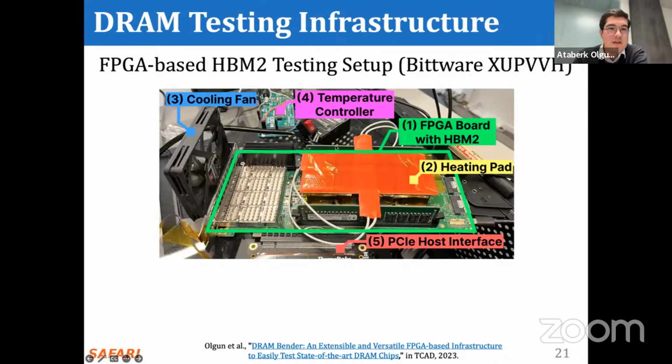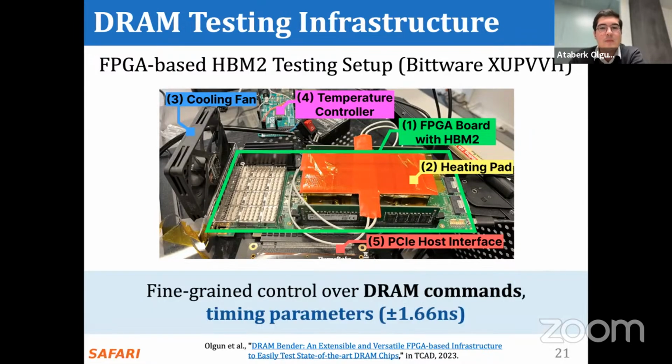We control the heating pad and the cooling fan using this Arduino temperature controller to keep the temperature of the testing setup stable. And this setup gives us fine-grained control over DRAM commands, and we can have as low as a 1.66 nanosecond delay between two consecutive DRAM commands that we issue to this DRAM chip.